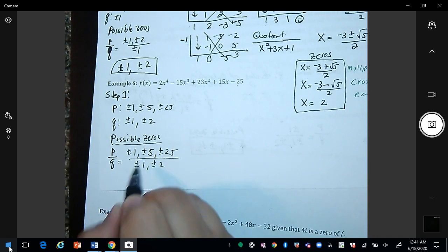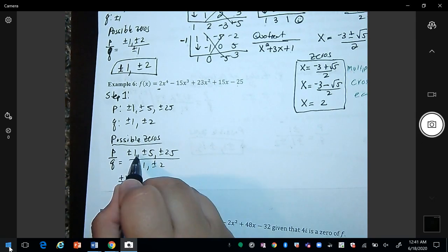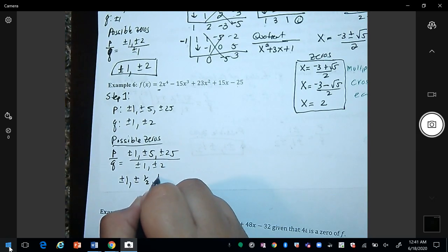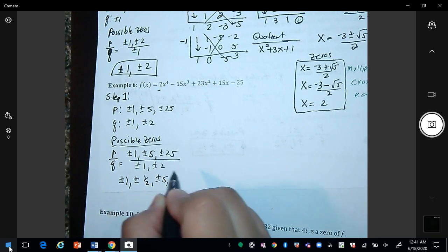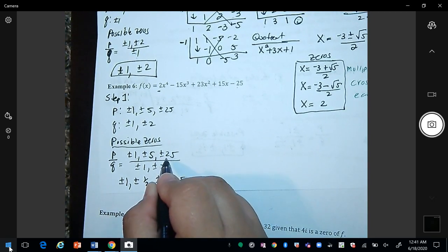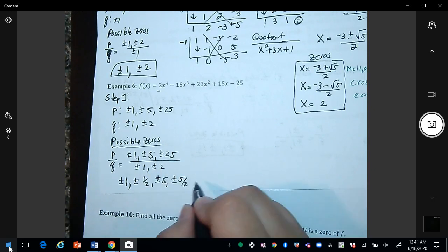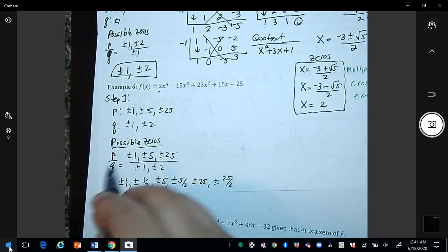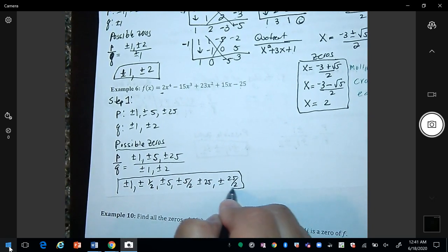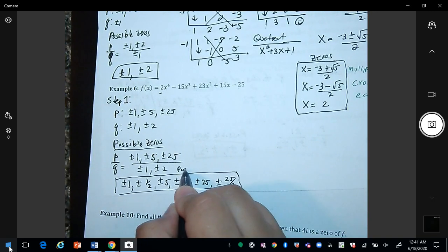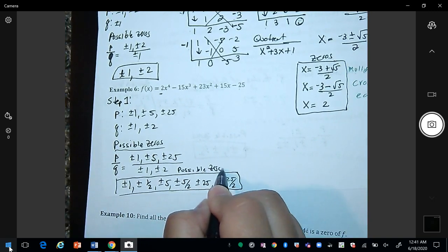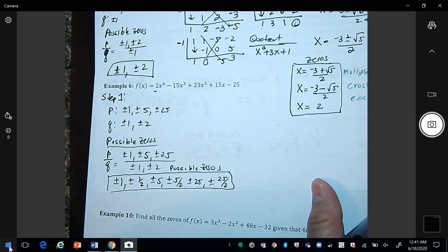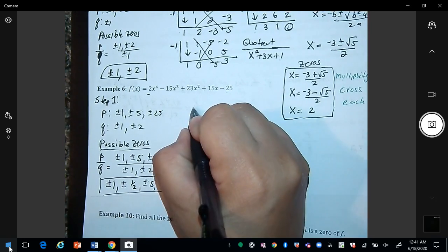So here we get 1 divided by 1 is plus or minus 1. 1 divided by 2 is plus or minus a half. 5 divided by 1 is plus or minus 5. 5 divided by 2 is plus or minus 5 halves. And 25 divided by 1 is 25, and plus or minus 25 halves. So this is our possible zeros here. So we pick one for the synthetic division. And so I'm going to write it up here.